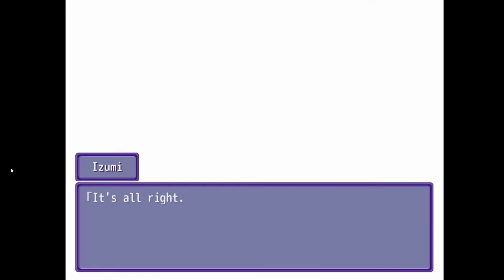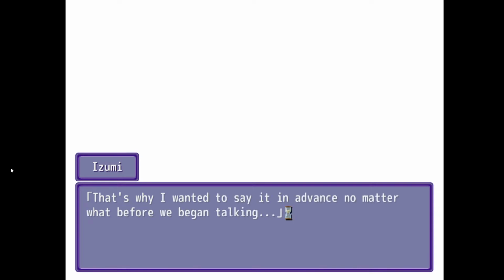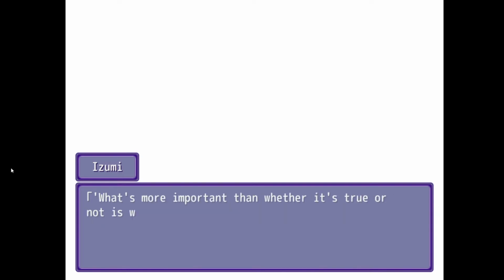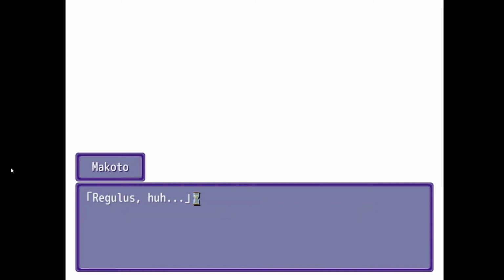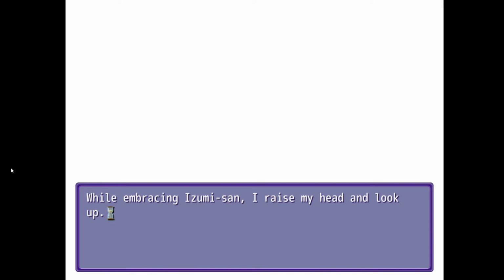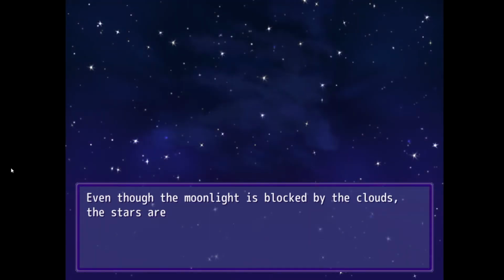Makoto-kun, thank you. It's alright. Because I understand. Because I'll always believe. That's why I said at the beginning. That's why I wanted to say it in advance no matter what before we began talking. What's more important than whether it's true or not is whether you can believe it or not. Regulus, huh? Okay.